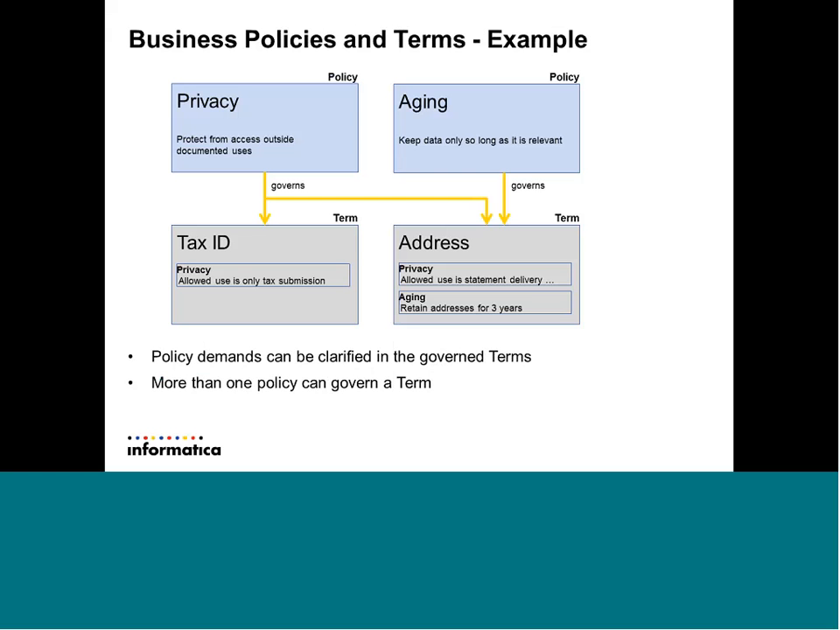The intent of the privacy policy is that the allowed use is for delivering statements, whereas the intent of the aging policy is to retain the address for 3 years before it gets destroyed. Similarly, rule intent is also defined for tax ID, a business term with other authorized use cases. This way, business term stewards can define the specific intent of the policy for their respective terms.